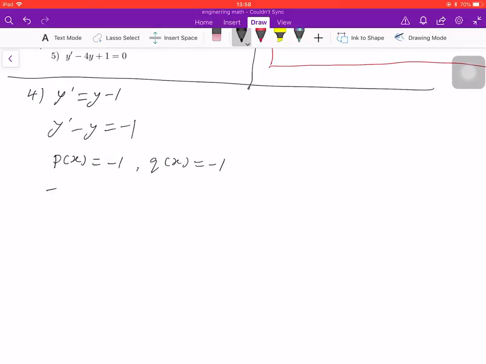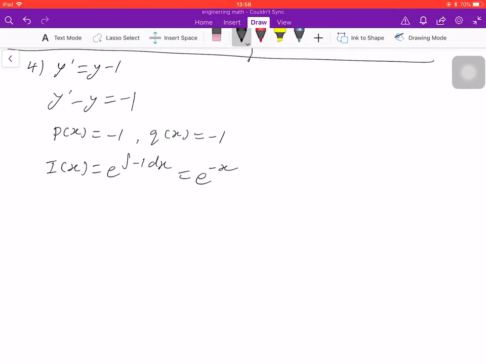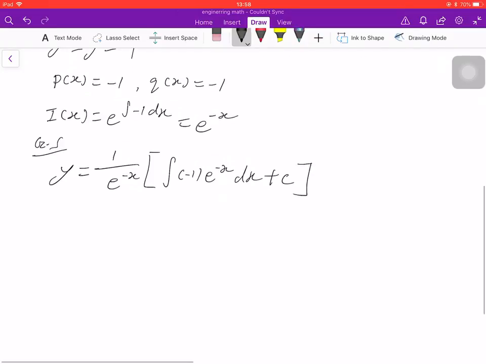Okay, we find the integrating factor I(x), which is exponential of the integral of minus 1 dx, so this is e to the minus x. Okay, then for the general solution, we can use the formula: 1 over the integrating factor, and then we integrate q(x), minus 1, multiplied by the integrating factor, dx, plus c, right?